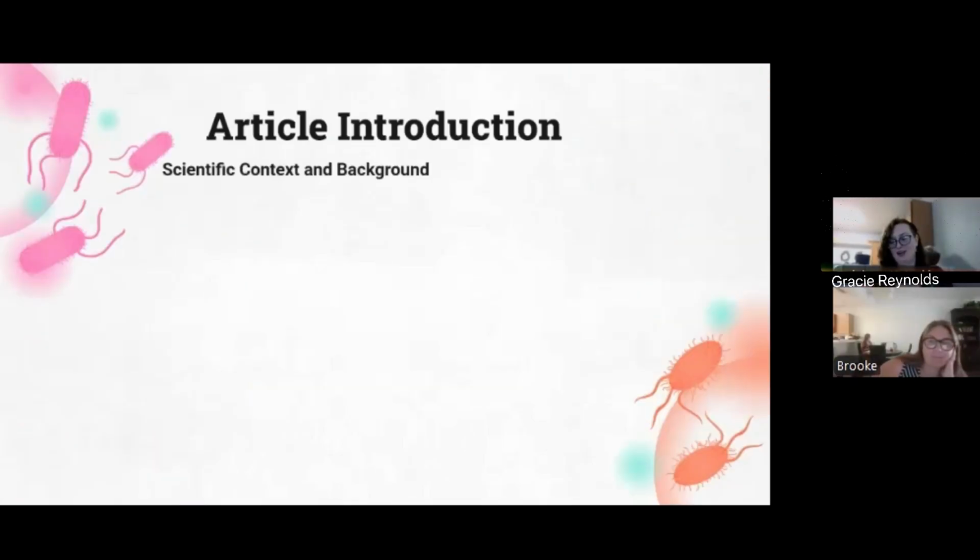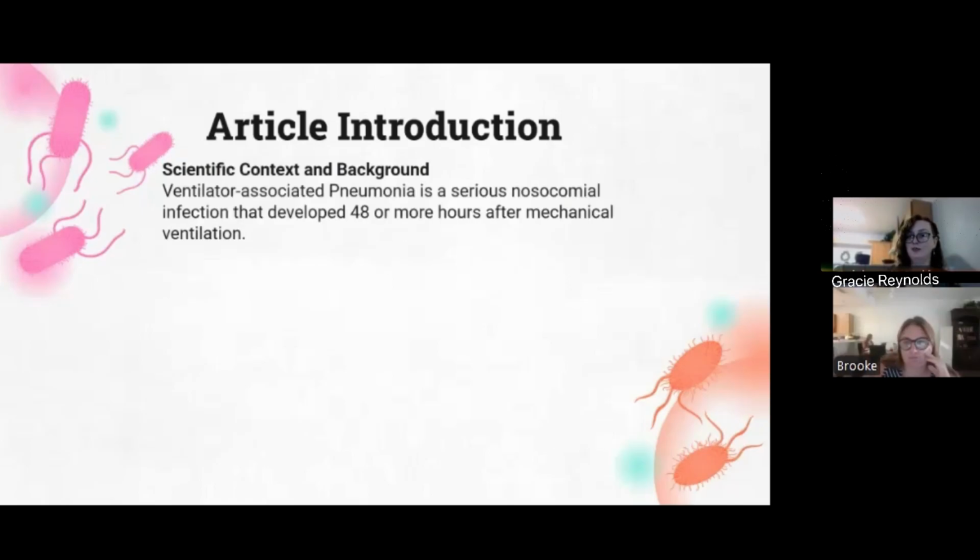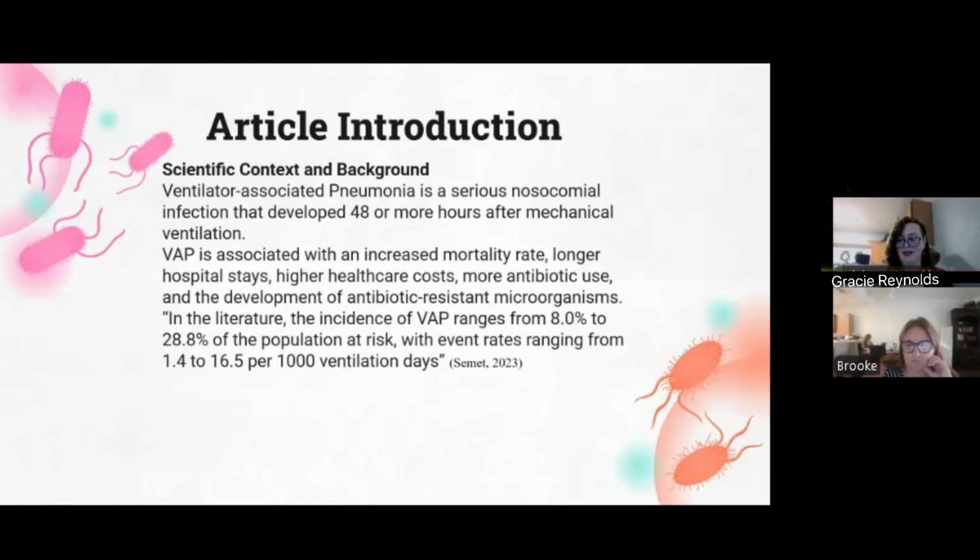Scientific context and background. Ventilator-associated pneumonia is a serious nosocomial infection that develops 48 or more hours after mechanical ventilation. VAP is associated with an increased mortality rate, longer hospital stays, higher healthcare costs, more antibiotic use, and the development of antibiotic-resistant microorganisms. In the literature, the incidence of VAP ranges from 8% to 28.8% of the population at risk, with event rates ranging from 1.4 to 16.5 per 1,000 ventilation days.